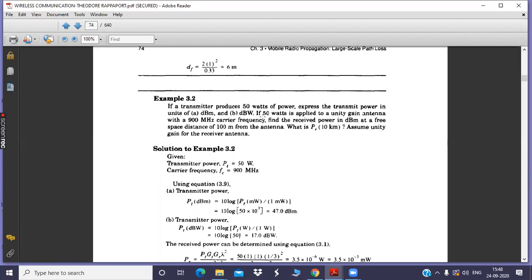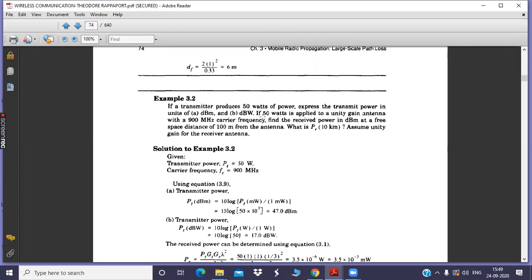Coming to the next sentence, if 50 watts is applied to a unity gain antenna, so GT is 1, with a 900 megahertz carrier frequency. So F is 900 into 10 to the power 6. So gain is 1. At the same time, frequency is 900 megahertz. You need to find the power received in dBm. Kindly note, we have to express the power in dBm.